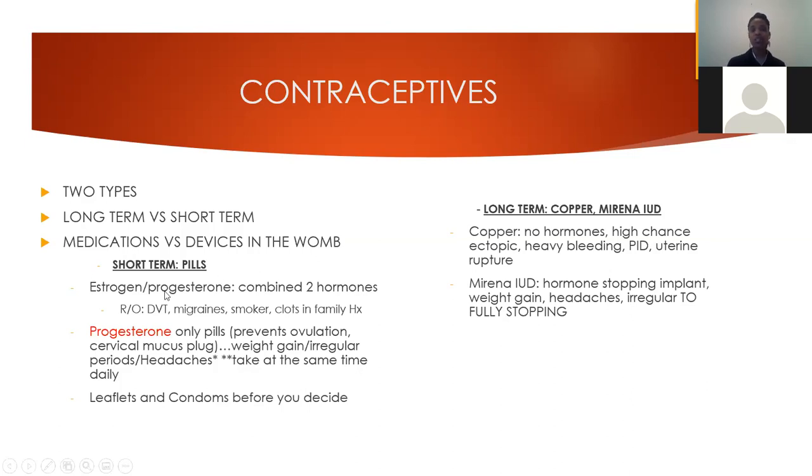So if she says she wants pills, then I'll start with the estrogen progesterone. Tell her this one is a 2-hormone pill. Okay. But then if you had any clots in the family, we'd have to stop on this one and then move on to progesterone only. Okay. Progesterone only will prevent ovulation, or it will cause a heavy mucus on the cervix. So now the semen cannot pass through and fertilize the egg.